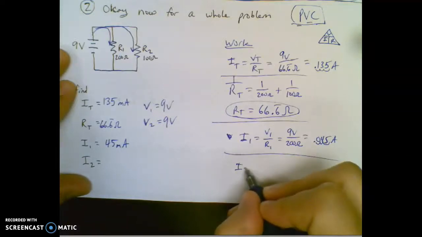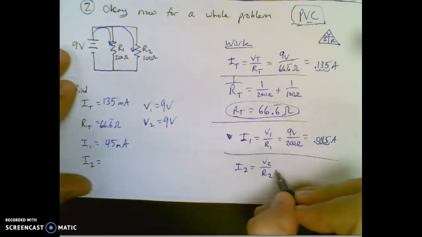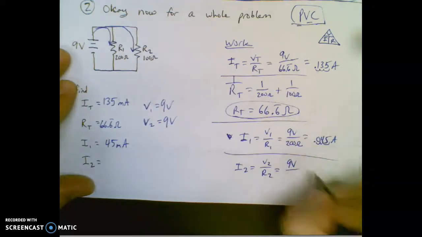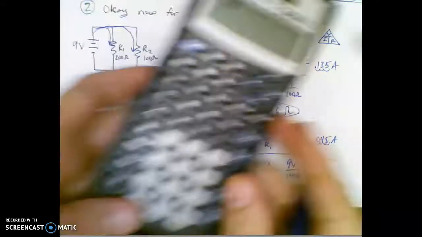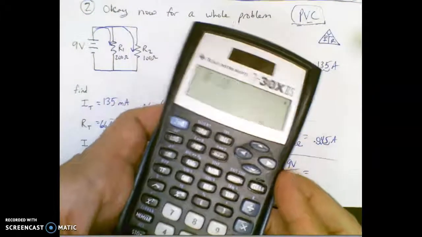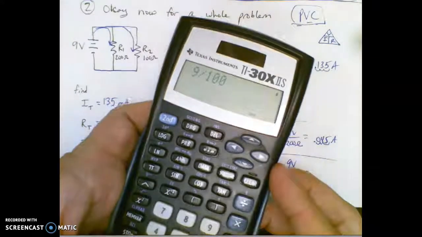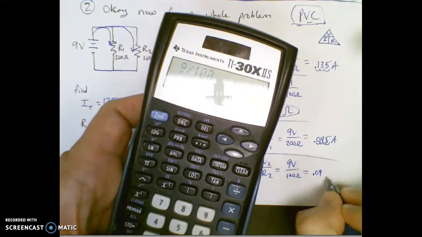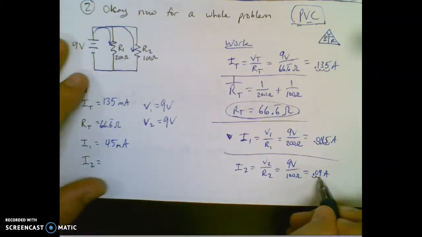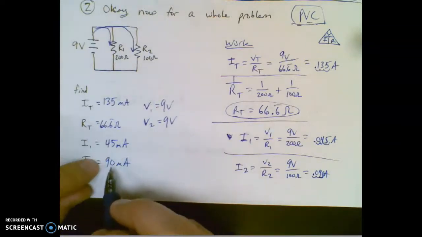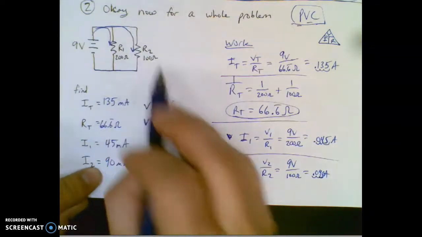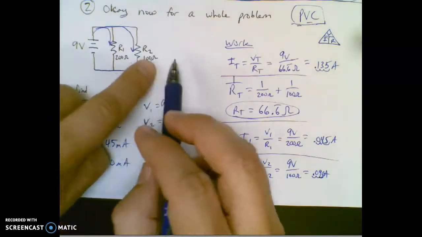And then I2 is going to be V2 over R2, my voltage at 2 over my resistance at 2. Well, my voltage at 2 is still 9 volts. My resistance at 2 is 100 ohms. And 9 volts divided by 100 ohms. I don't even need a calculator for that, but I apparently did. So 0.09 amps. Move it over 3, not 2. And if you move it over an extra spot, you have to add a 0. So 90 milliamps. So is more current flowing down the wider stairwell? Yup, twice as much, which makes sense because it has half as much resistance. Awesome. Let's do another one.